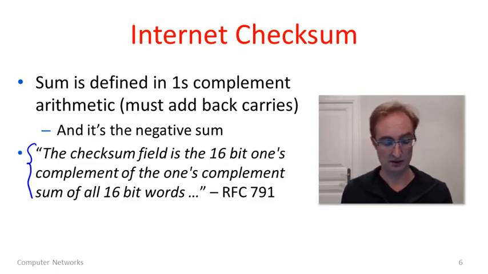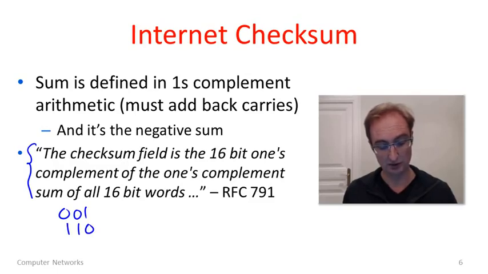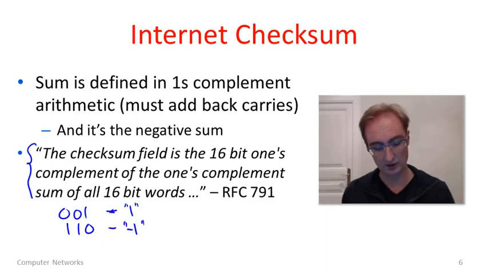Ones complement notation is a way of describing binary numbers such that the ones complement, or flipping all of the bits of a number, gives its negative form. So for instance, if I have 001, the ones complement version, the bit flip of that, is 110. So this is 1, and this other bit pattern is -1 in ones complement.